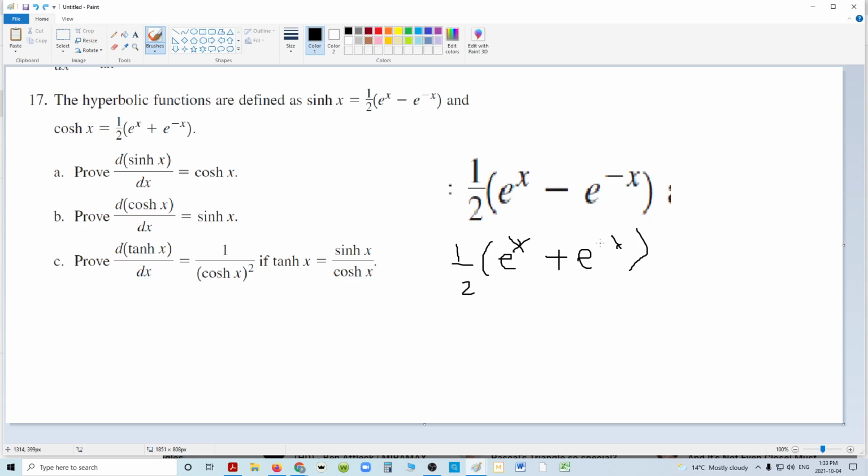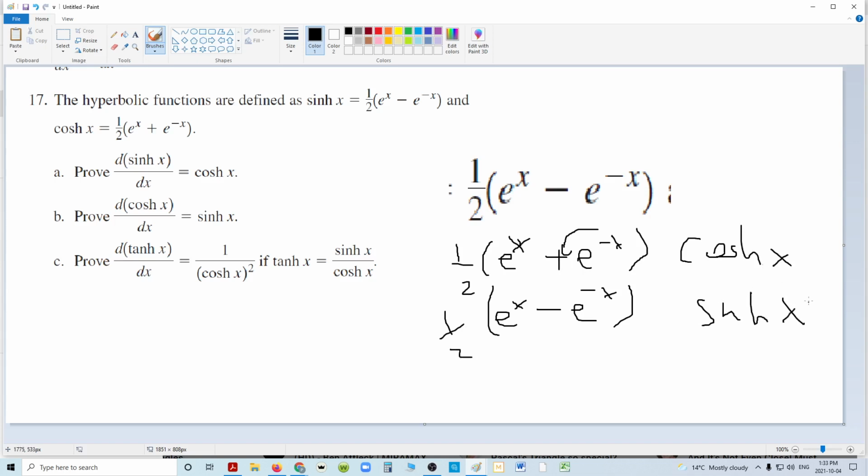If we take the derivative of this one now, that minus now comes down and changes it back. So that means the derivative of cosh x is the sinh x. So we've definitely proved these first two.